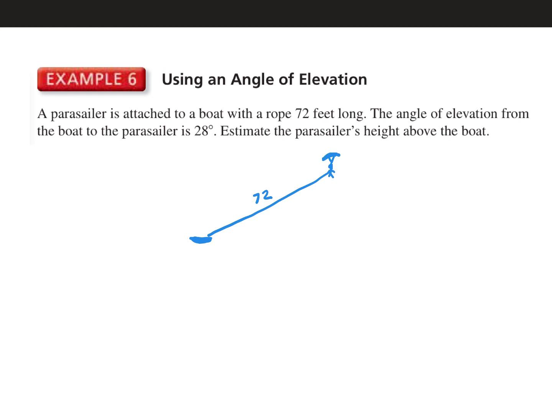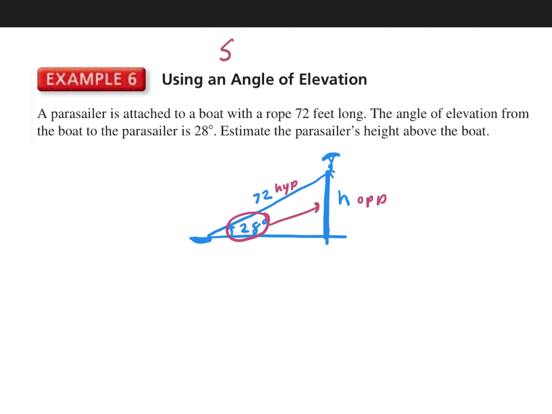The angle of elevation from the boat to the parasailer is 28 degrees. So angle of elevation is from the horizontal line up. So this is 28 degrees. Estimate the parasailer's height above the boat. So the height would be this length here. So let's call this h. The hardest part of these is drawing the picture. Once you get the picture, then you just do what we've been doing. So 28 is our theta. We're looking at this angle. H would be opposite. 72 is our hypotenuse.